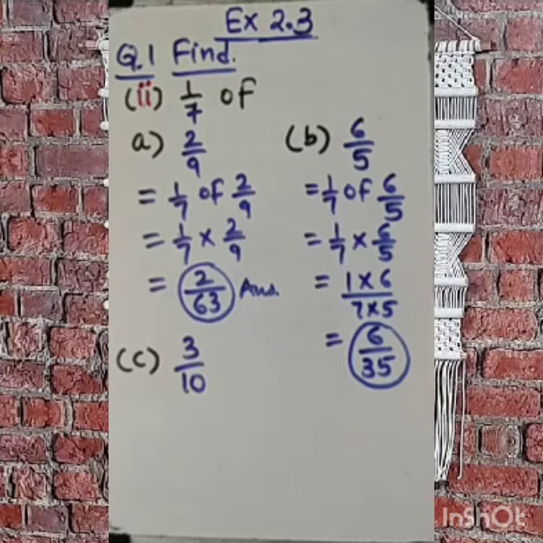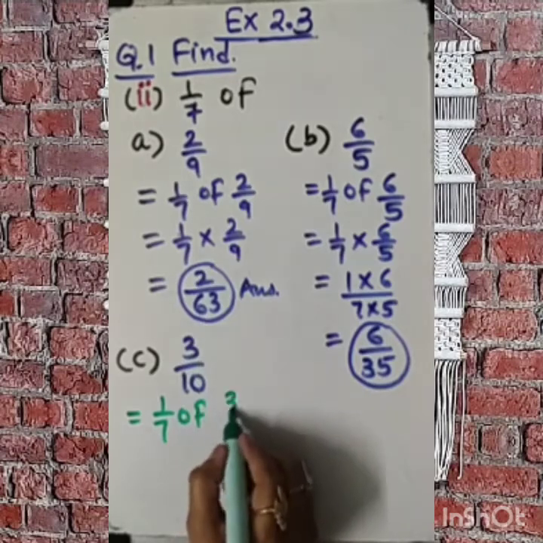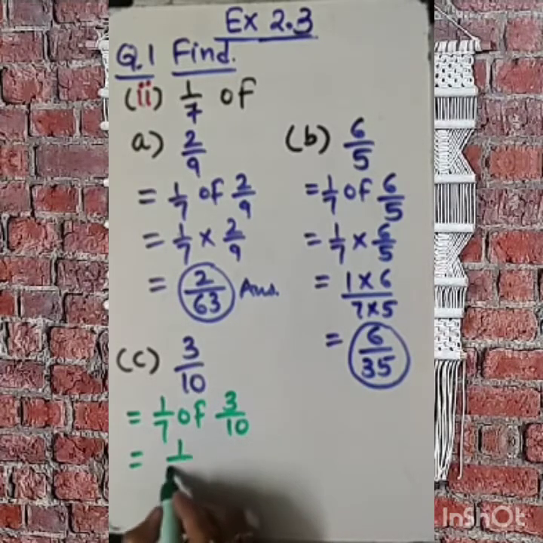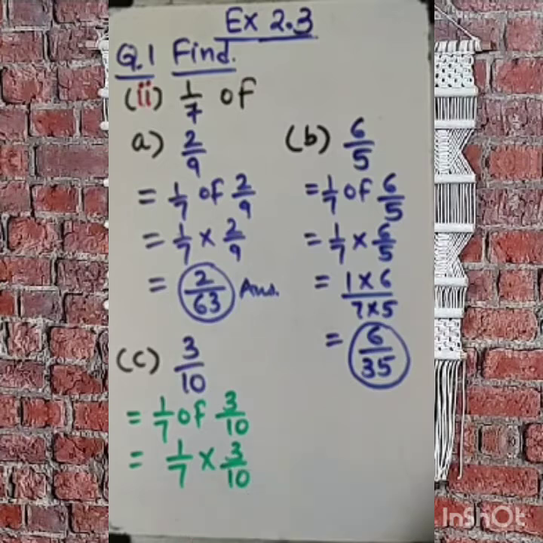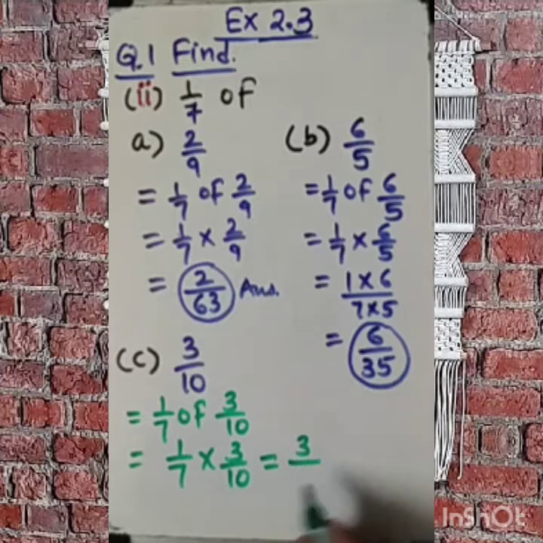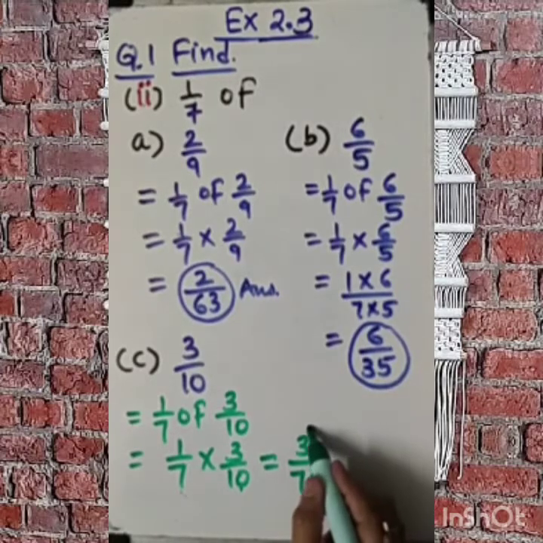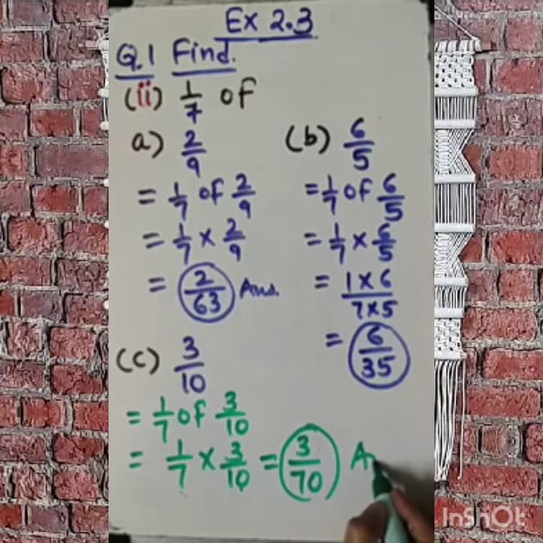Same procedure for the third part, that is 1 by 7 of 3 by 10. Fine. So I need to write 1 by 7 into 3 by 10, dear student. Now in numerator what do we have? 1 3 ja 3, 7 into 10 70, because there isn't anything common. Here it is 7, here it is 10, nothing is common. 3 as a factor in the denominator, so no cancelling. So 1 3 ja 3, 7 10 ja 70. So this is the solution for part C. Got it? So this is the complete question number 1.